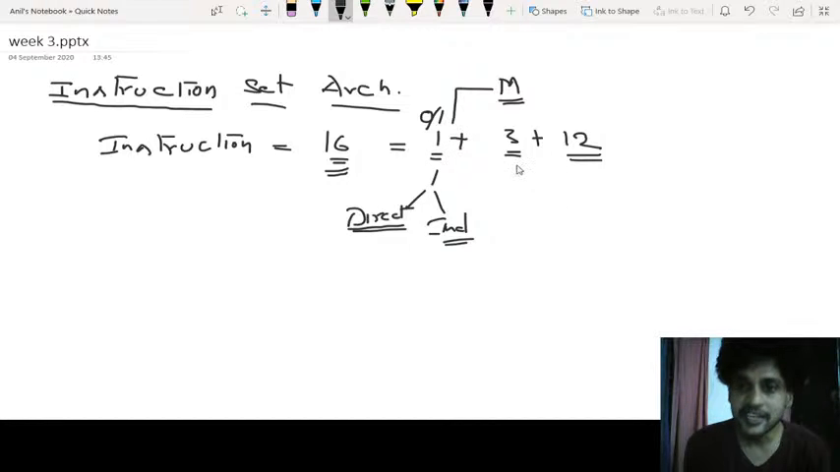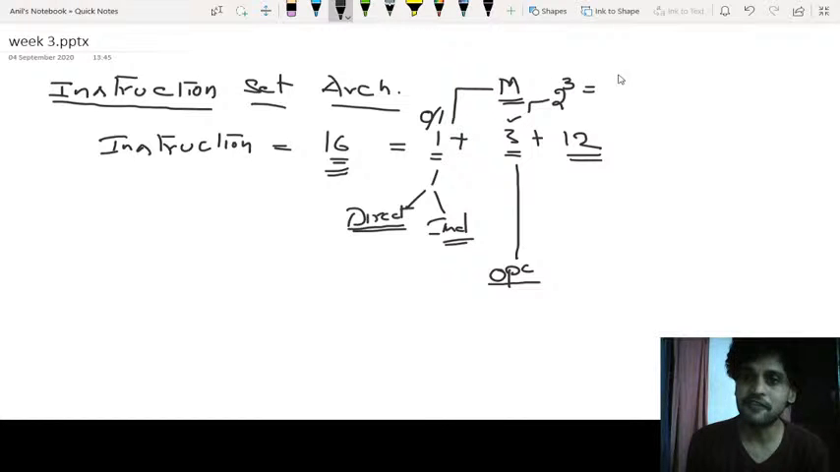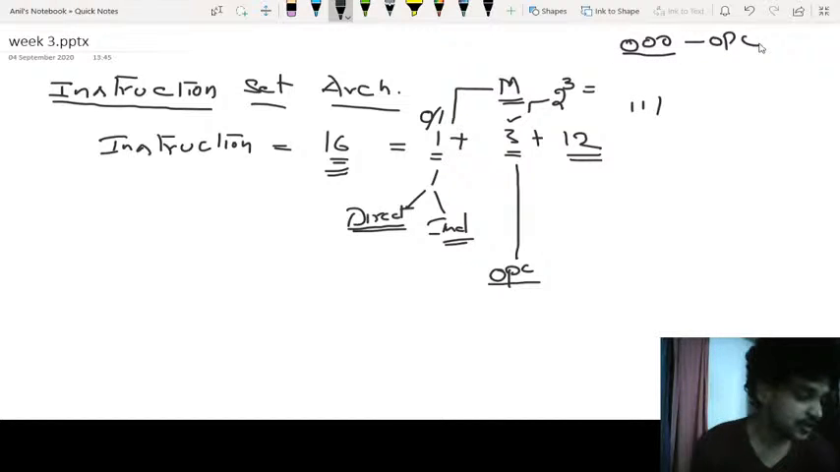Next three digits, I am calling the opcode. If I have a 3-digit opcode, how many opcodes are possible? As you can interpret, 2 power 3 opcodes are possible, from 000 to 111. Each combination will represent one opcode. Am I making myself clear?